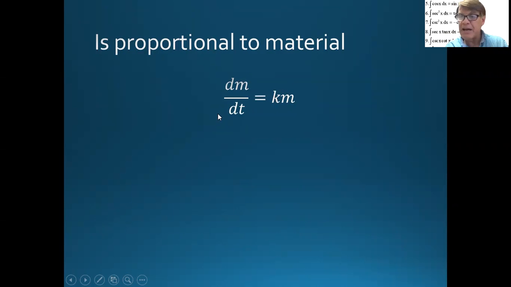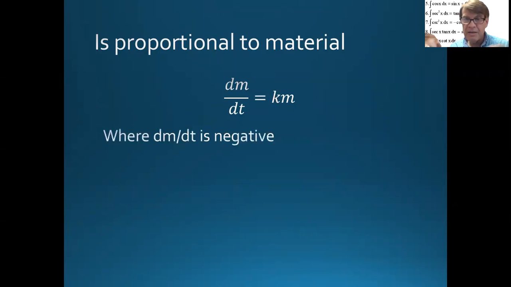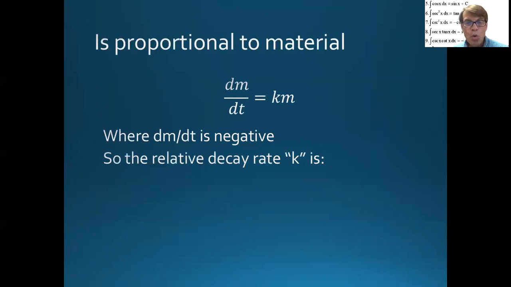And so it falls into the category of exponential growth and decay that we've been talking about. I did a video on population growth following the same principle. And again, dm/dt is going to be negative because we're losing mass of the radioactive material. We're not losing mass total, but we're losing mass of that particular material. So k in this situation becomes the relative decay rate. In population, k was the relative growth rate, but we're talking decay here.